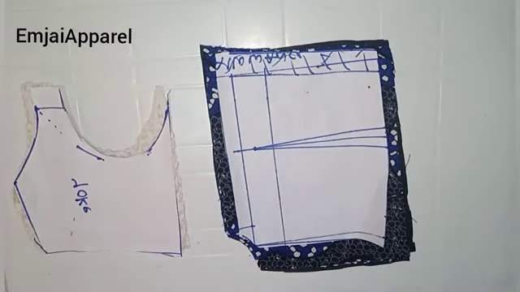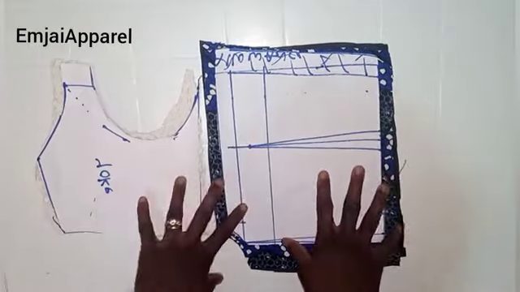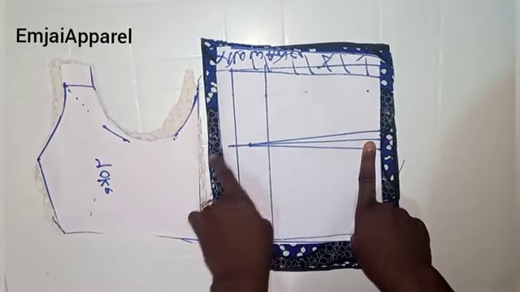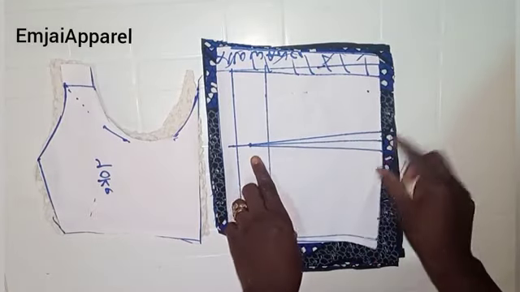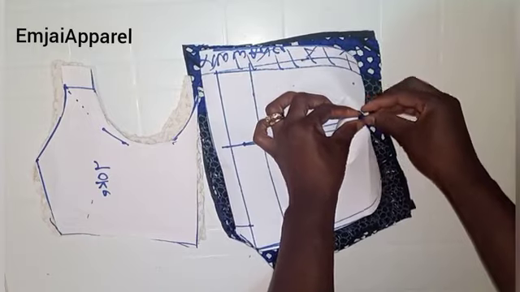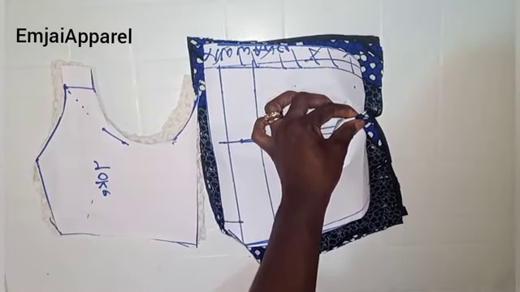Here we have the back of the bustier. The first thing we are going to be doing is to sew the darts because it is not divided. You're going to go ahead to sew the darts, and the first thing to do is to notch the center of the dart so that it will be easier to sew.